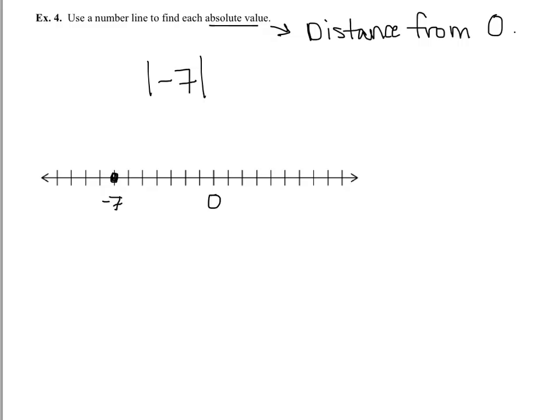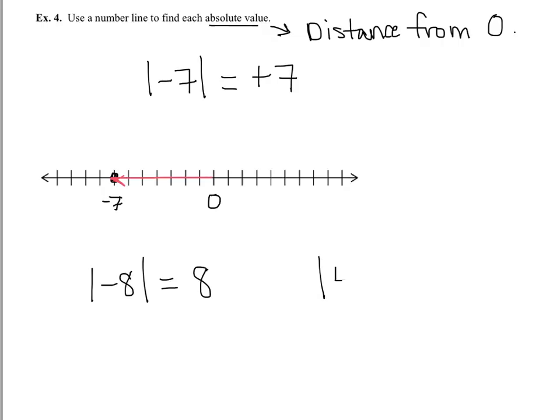To count the absolute value, I want to talk about how many spaces it's away from 0. So 1 space, 2 spaces, 3 spaces, 4 spaces, 5 spaces, 6 spaces, 7 spaces. So the absolute value of negative 7 is positive 7. You can get in the habit of looking at an integer and saying, hey, the absolute value of negative 8 is positive 8. In other words, you're just dropping that negative sign.